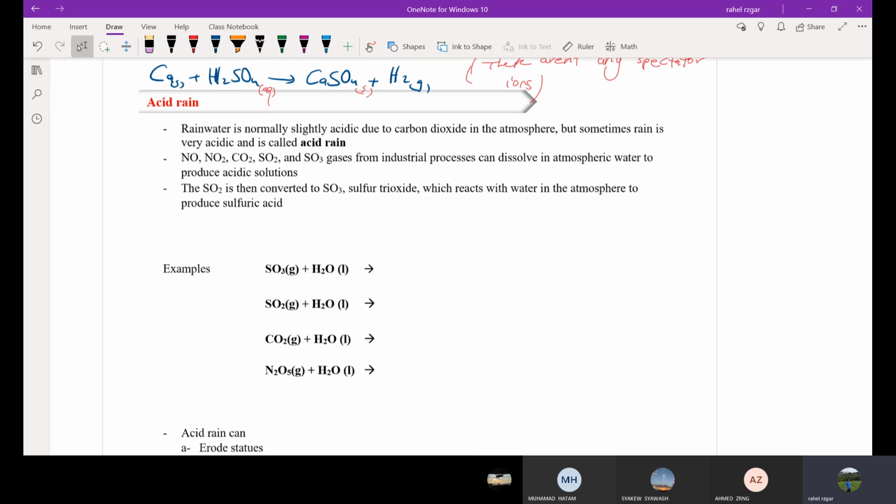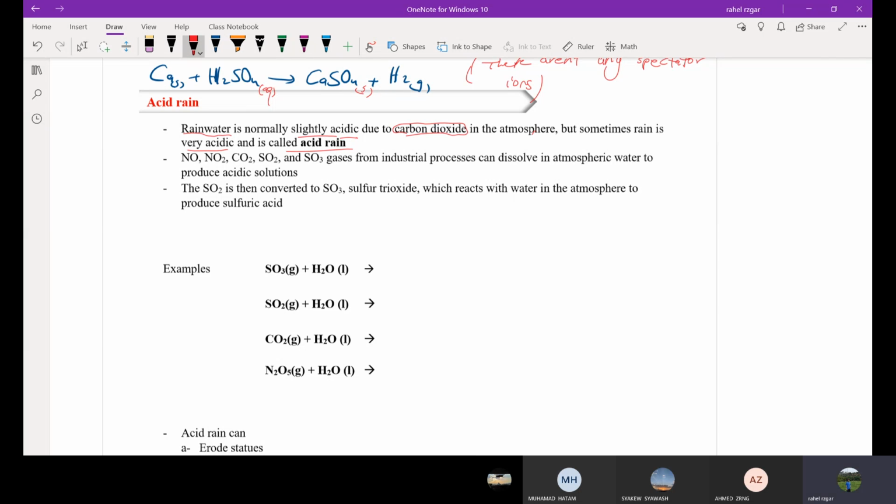For example, rainwater is normally slightly acidic. Rainwater is slightly acidic. Why? Due to carbon dioxide in the atmosphere. But sometimes rain is very acidic, and it's called acid rain. And why are acid rains produced?